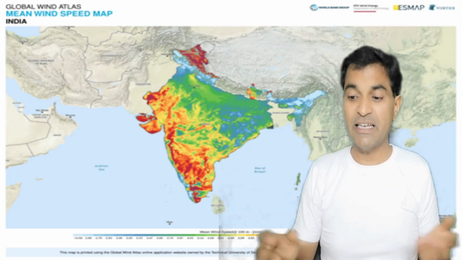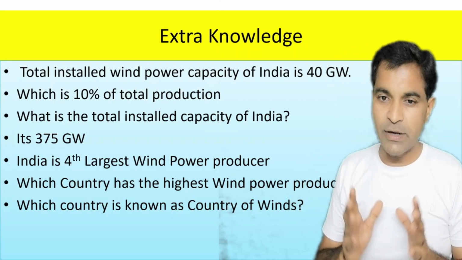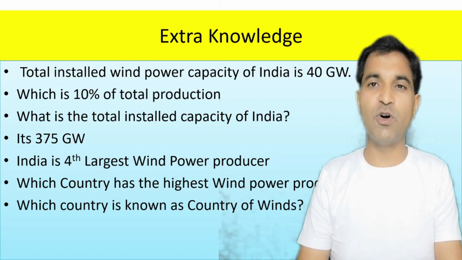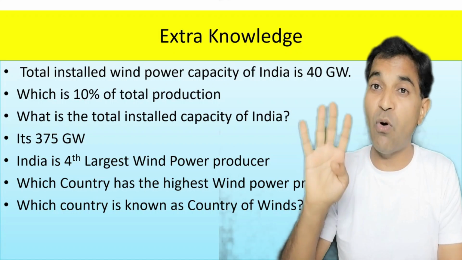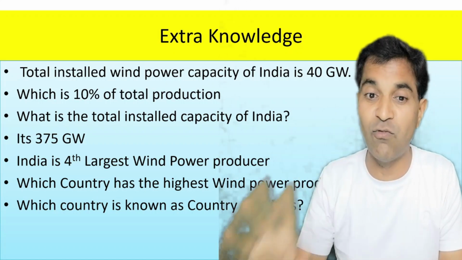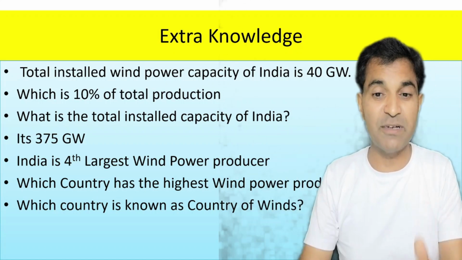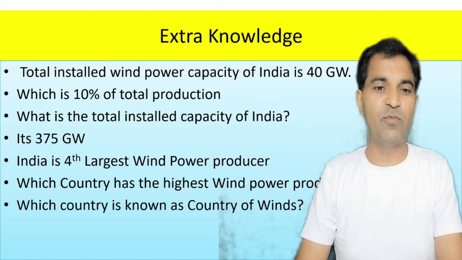Now, this is a wind map of India. It is very clear from the wind map that the western part of India, including Gujarat and Maharashtra, has huge potential for production of electricity through windmills, and we are definitely exploiting this wind energy. For your knowledge, the total installed wind power capacity of India is approximately 40 gigawatt, means 40,000 megawatt, which is roughly 10% of the overall production of electricity of India.